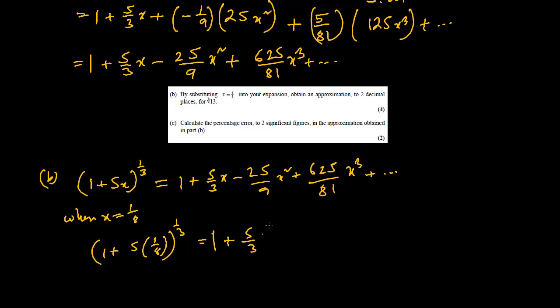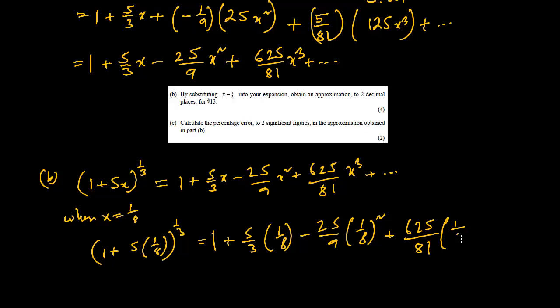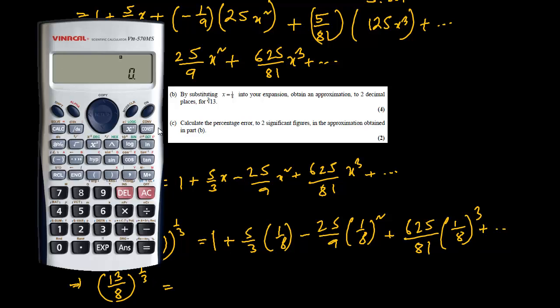So plus 5 by 3, this would be 1 by 8. Minus 25 by 9, this would be 1 by 8 whole squared. Plus 625 divided by 81, and this would be 1 by 8 whole cubed. So on this side, if we use the calculator, this would be 8 ones are 8 plus 5 is 13 by 8 to the power 1 by 3.